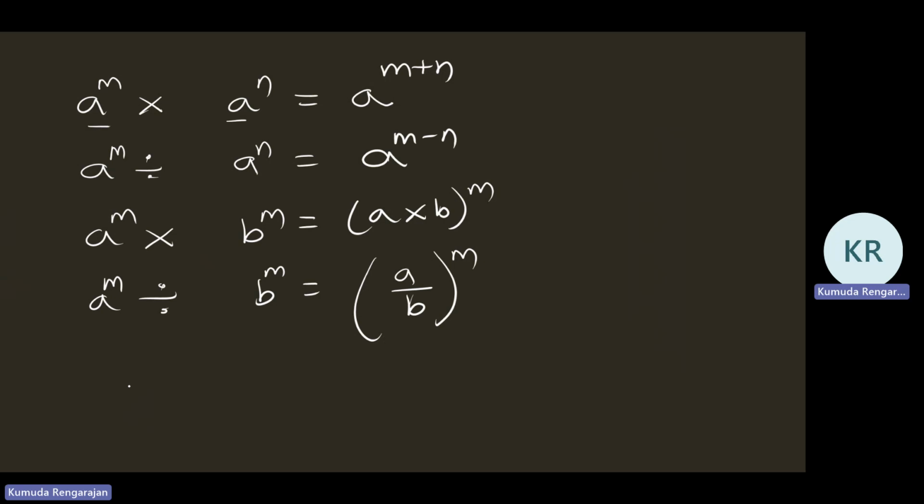Then the other rule is anything raised to the power 0 is 1. If you have A by B to the power 0, it is 1. Anything raised to the power 0 is 1.